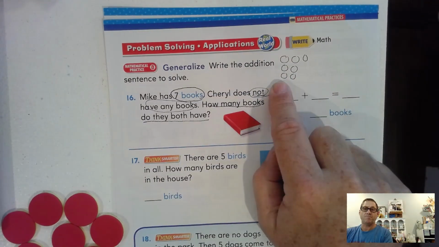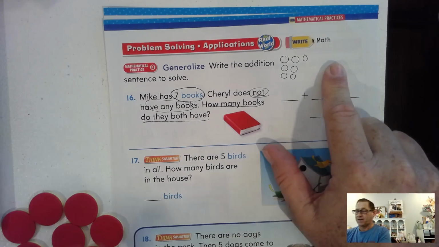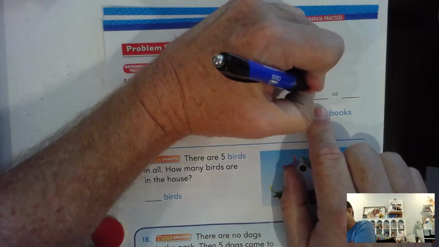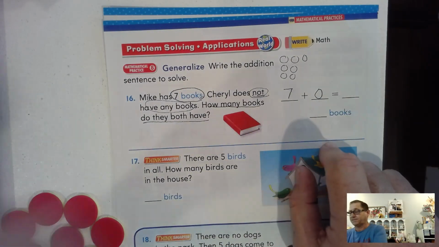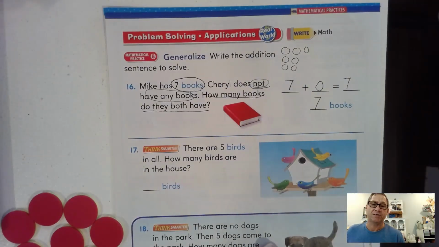7 books for Mike. Cheryl doesn't have anything. We're not going to add any there, right? So we're going to write 7 plus 0 equals how many books? 7. So together they have 7 books.